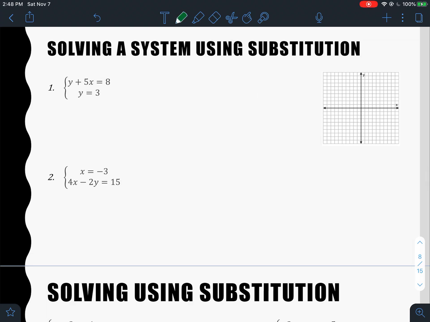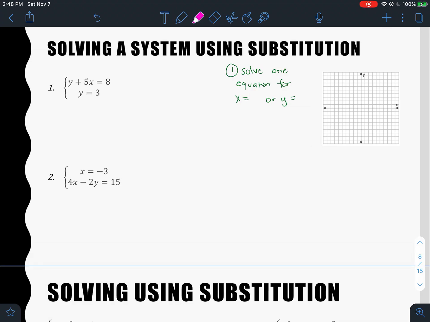All right. So solving a system of equations using substitution, you first need to solve one of the equations. You want to solve one equation for either x equals or y equals. So you need either the x to be by itself or the y to be by itself in one of the equations to use substitution. So let's look at our first example.